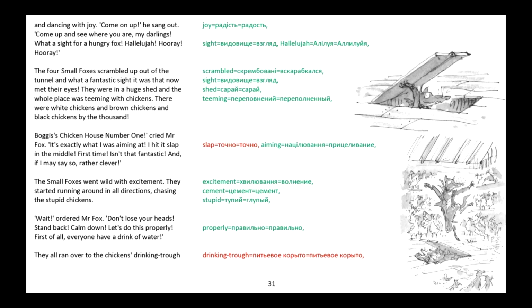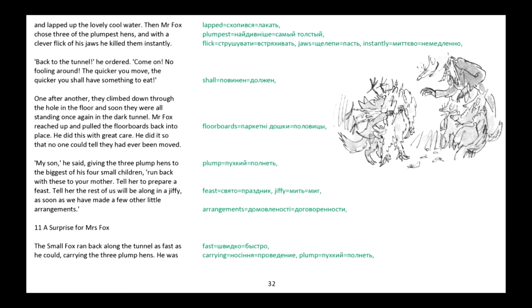They all ran over to the chickens' drinking trough and lapped up the lovely cool water. Mr. Fox chose three of the plumpest hens, and with a clever flick of his jaws, he killed them instantly. "Back to the tunnel," he ordered. "Come on, no fooling around. The quicker you move, the quicker you shall have something to eat."